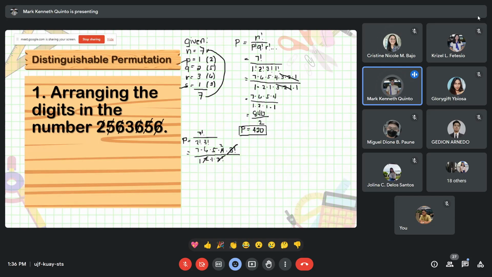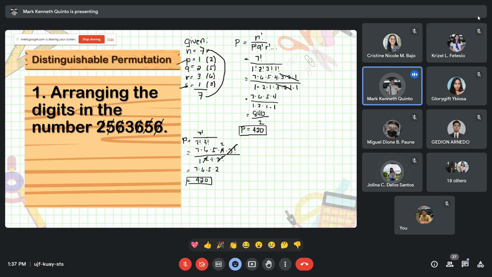But since we are not allowed to use the term lowest term, ang gagamitin talaga natin ay simplest form. So, sana be familiarized with that. Therefore, this is 2. Ang matitira na lang ay 7 times 6 times 5 times 2. So, what's the answer? 420. We still have the same answer, which is 420.